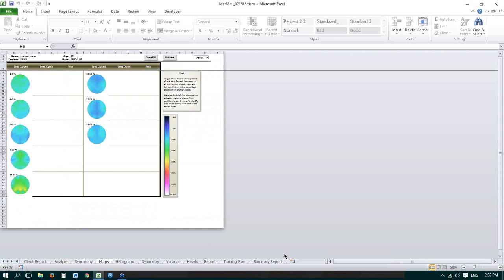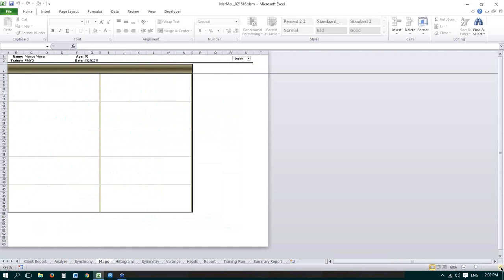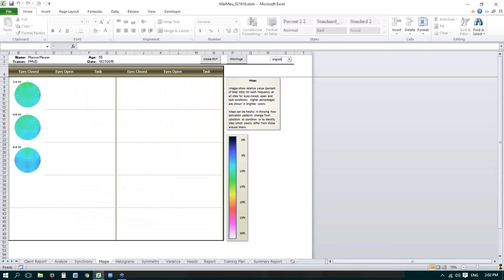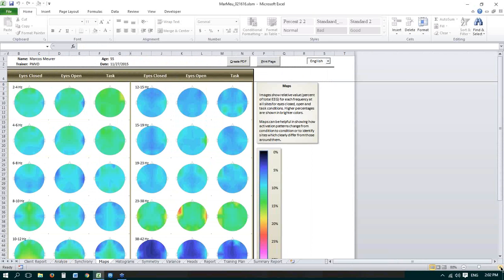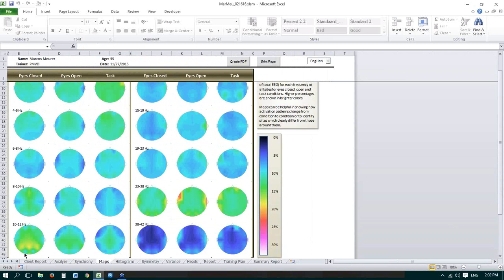The maps page would show us that there are a couple of really hot areas here, including T4 at 23 and 30 to 38 hertz, the hypervigilant frequency. He doesn't really produce much alpha. There's a little bit of it back here. There's a whole bunch of stuff we can see on this graph.